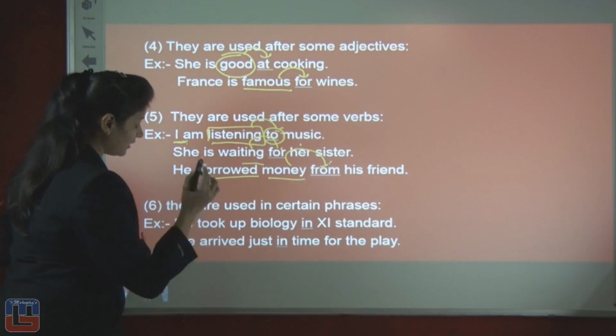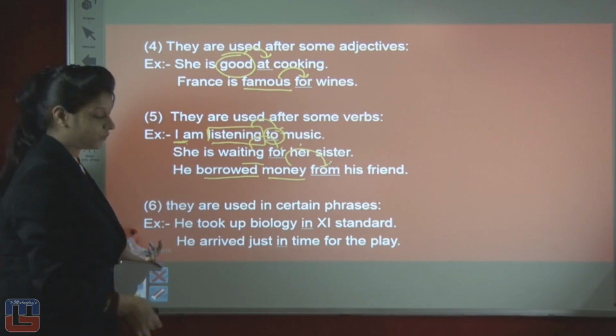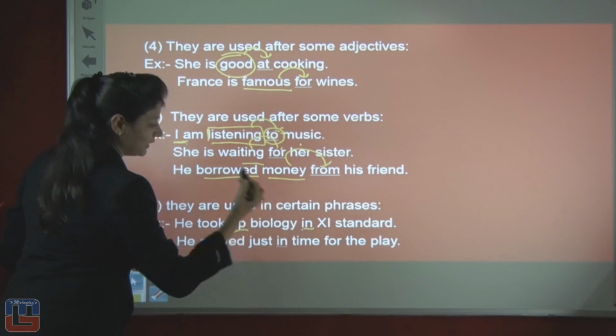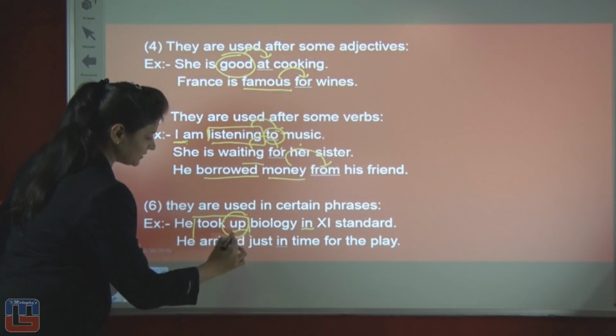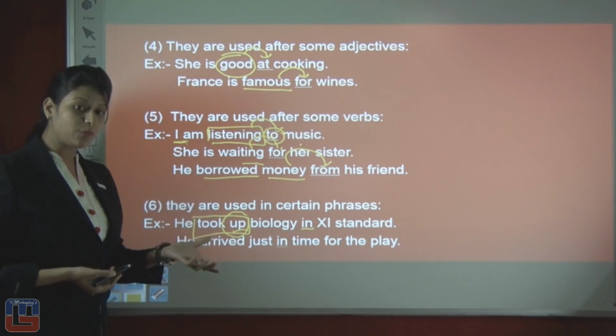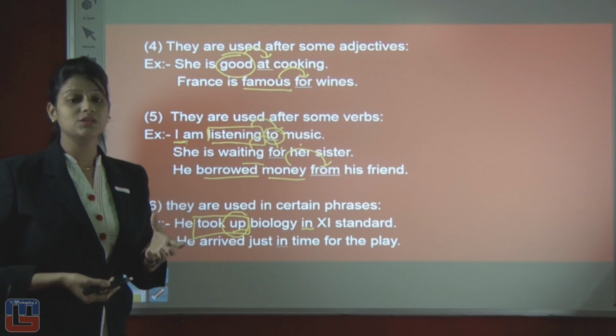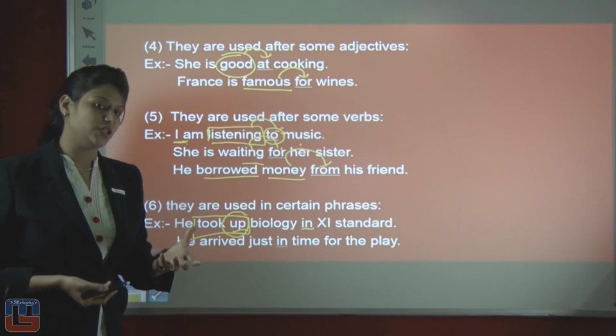Now as you see, there are two different prepositions used over here. One is up and the other one is in. Now up basically is used to create this phrase, that is took up. To take up something means to select or to initiate something.